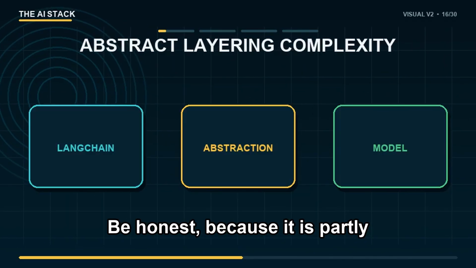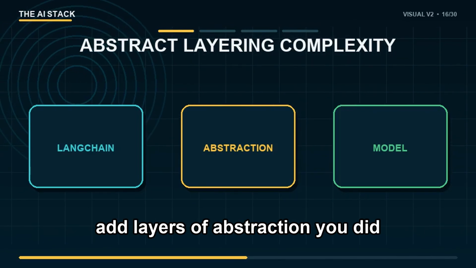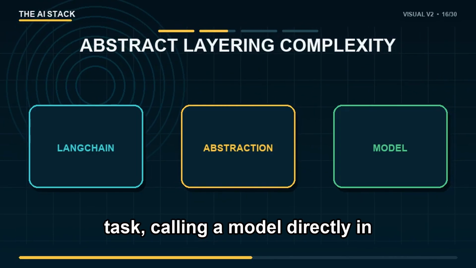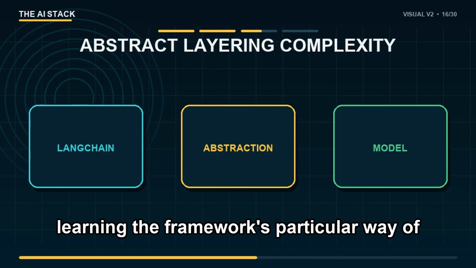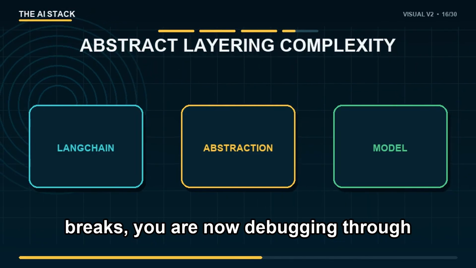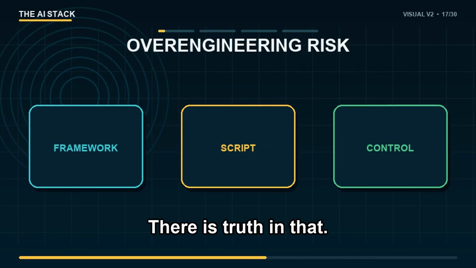So why the criticism? Be honest, because it is partly fair. The complaint is that LangChain can add layers of abstraction you did not need, that for a simple task, calling a model directly in a few lines is clearer than learning the framework's particular way of doing it. And that when something breaks, you are now debugging through someone else's layers instead of your own simple code. There is truth in that.